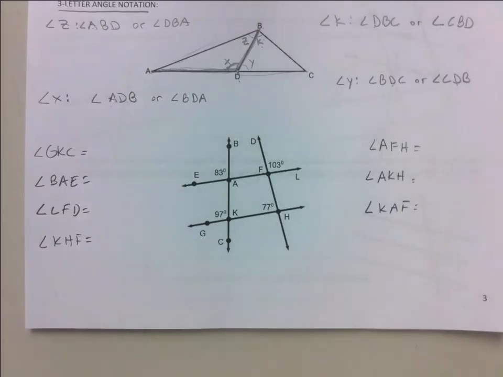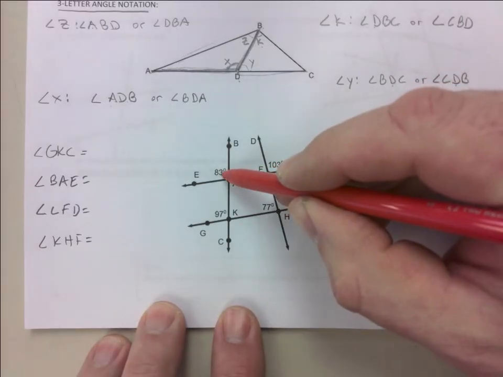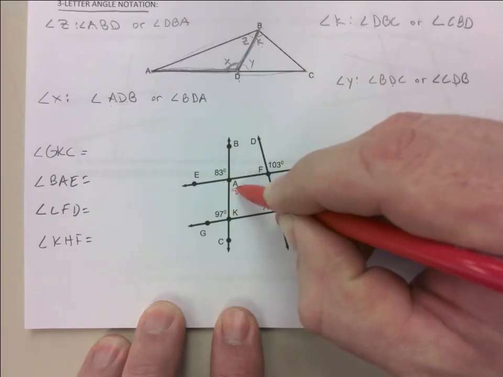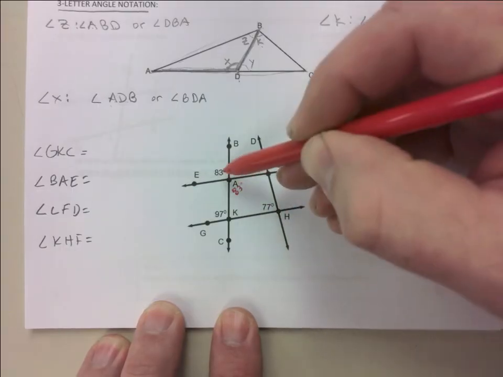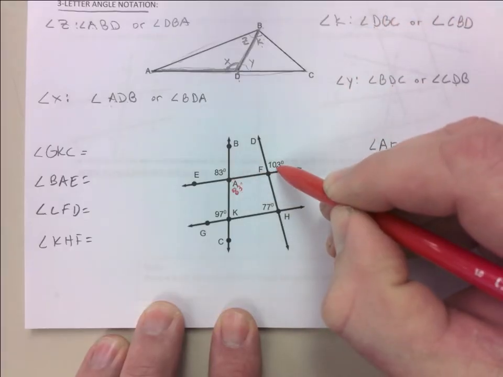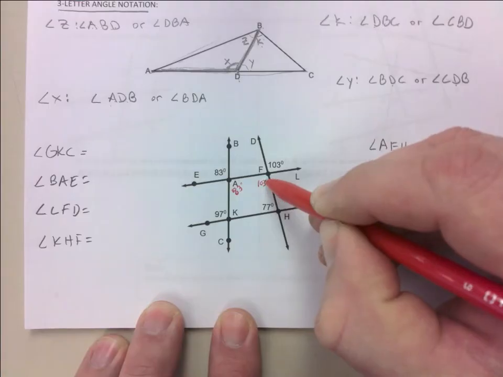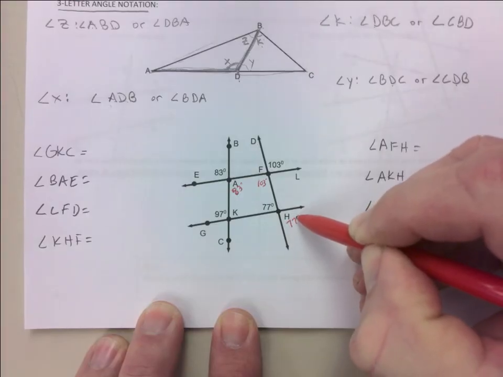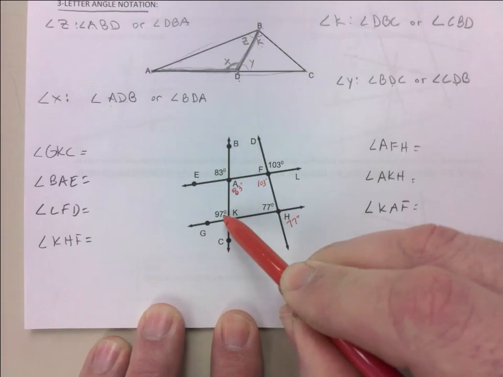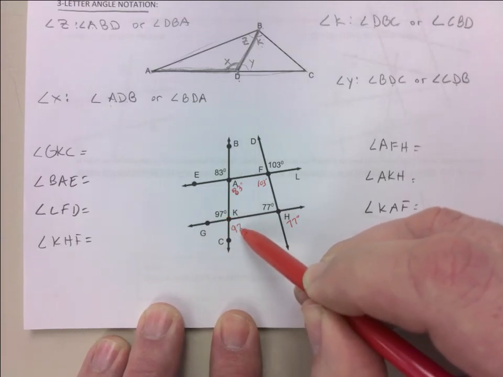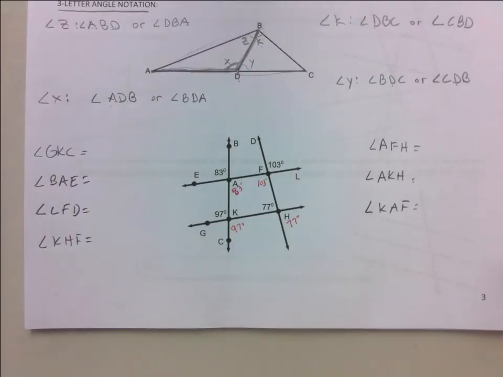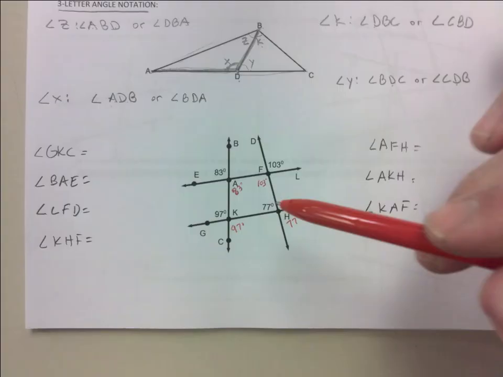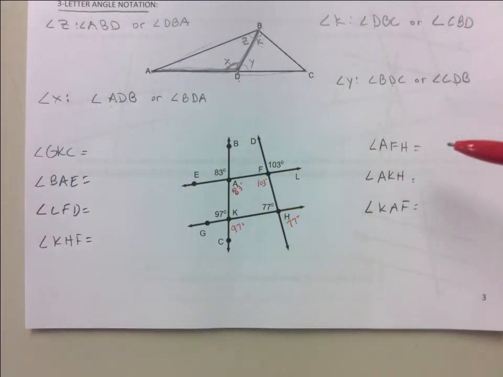I love using vertically opposite angles every time I see them. Okay, so let's try it. If this is 83, then this is 83 over here, correct? Vertically opposite. If this is 103, this is 103. If this is 77, then this is 77. If this is 97, then this is 97. So at all four intersections, you found additional angles just using vertically opposite angles.